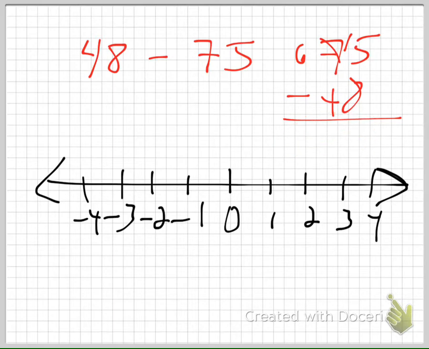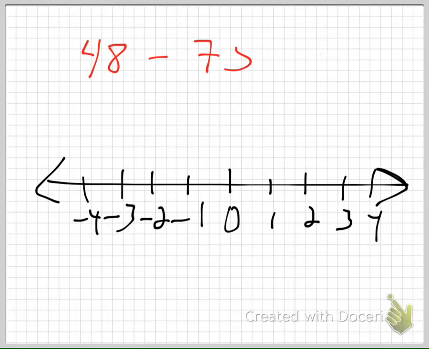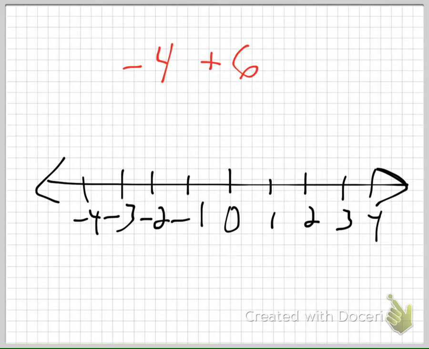Okay. Things get a little bit uglier. Not uglier. It's just different. When I have negative 4 plus 6, I'll do a small one. Where are we at? We know the answer is going to be a positive. We have a negative 4. I add 6. It's crossing 0.